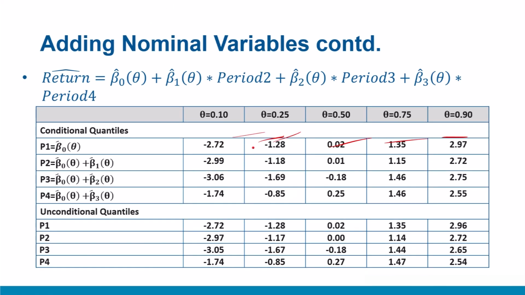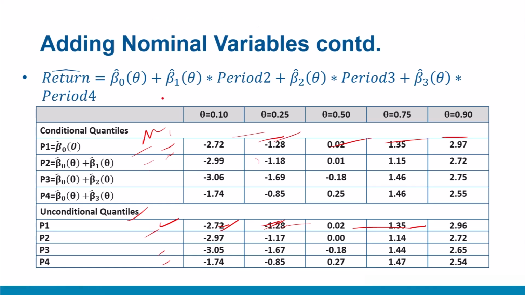Now, just to prove a point, I have also calculated unconditional quantiles. That means without running the regression, I have simply extracted P1, P2, P3, P4 separately and computed their respective quantiles. And you can see they are very similar. So the unconditional quantiles and the results with mixed data using dummy or nominal variables for each category, minus 1 category, are also similar, which proves the point that quantile regression is effective in its use.